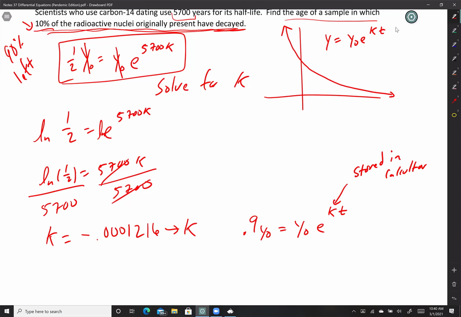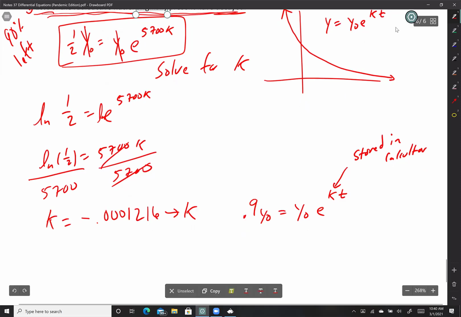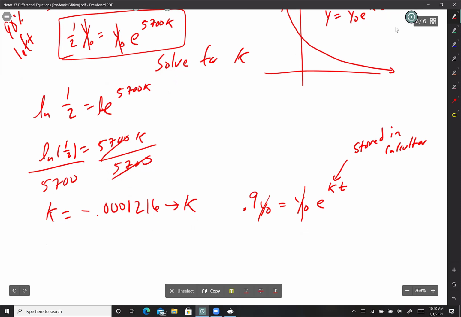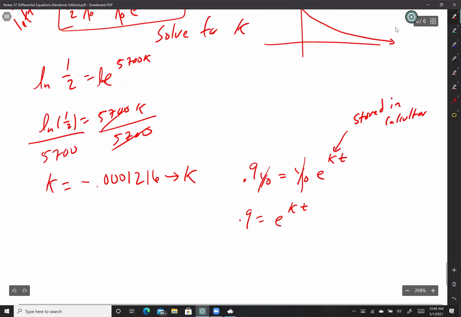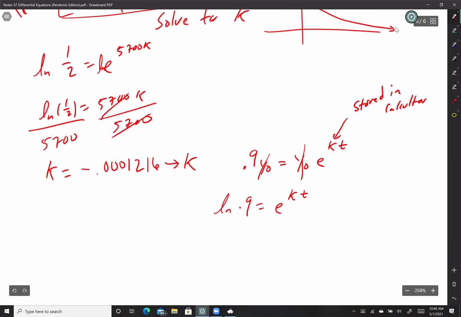Are we still okay? All right. The y naughts cancel out. All I'm doing is solving for t, guys. 0.9 equals e to the kt. And again, I'm going to do the same thing again: ln on both sides. ln of 0.9 equals kt. And now I'm just going to divide by k.